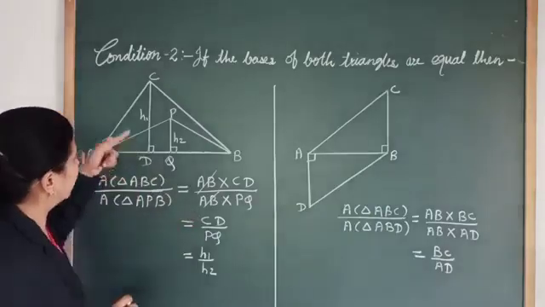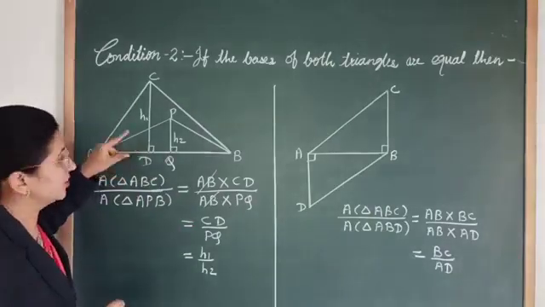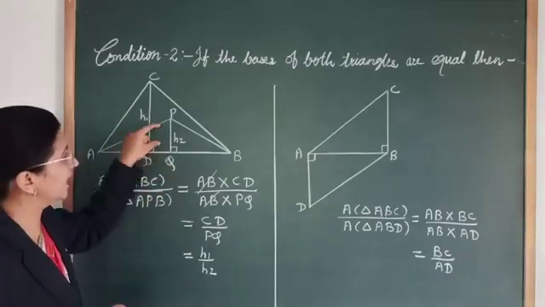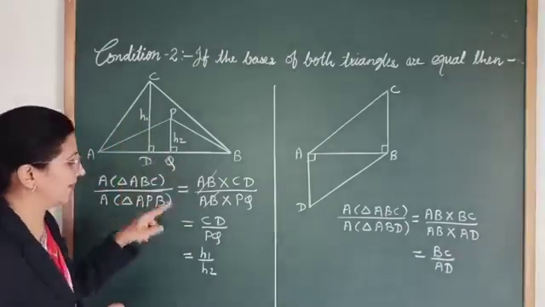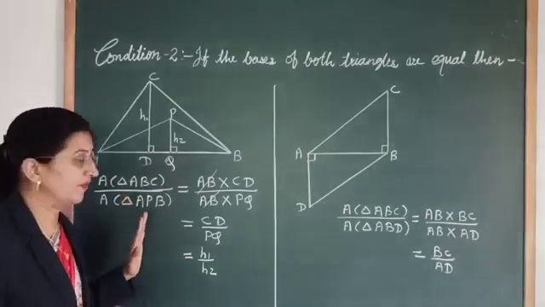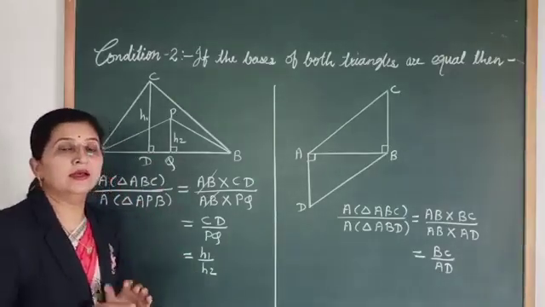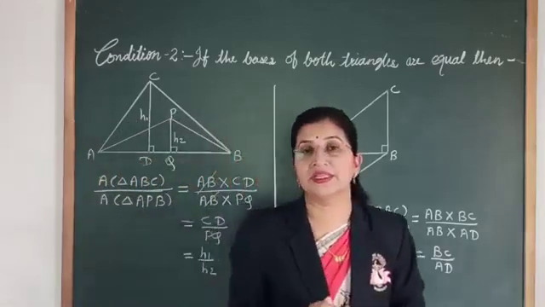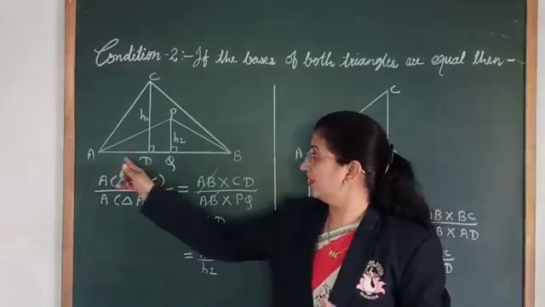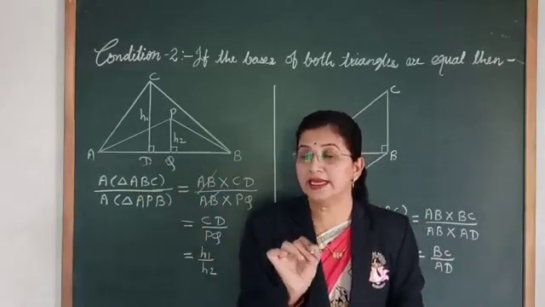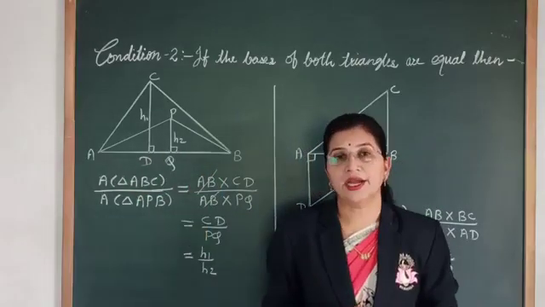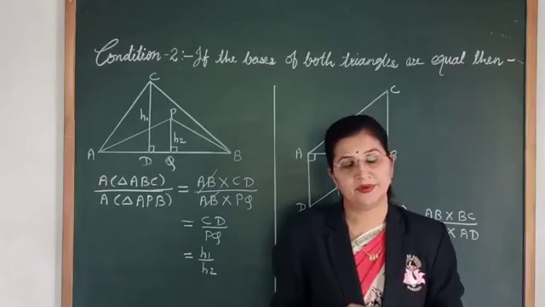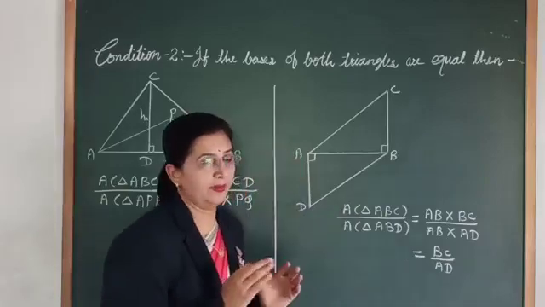What is CD? That is the height of the first triangle, so let's denote it by H1. And PQ is the height of the second triangle, so let's denote it by H2. So in this way we got the property that the ratio of areas of two triangles with equal bases is equal to the ratio of their corresponding heights. So in this way we got this property.